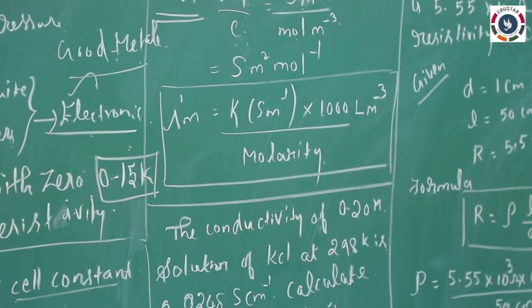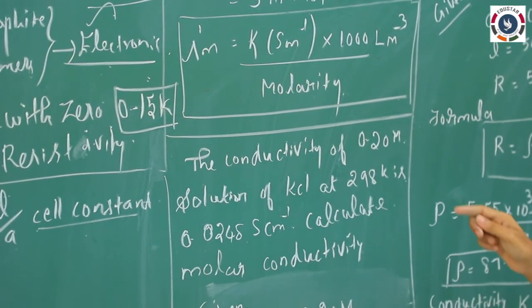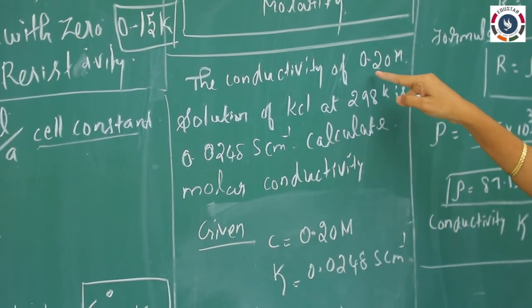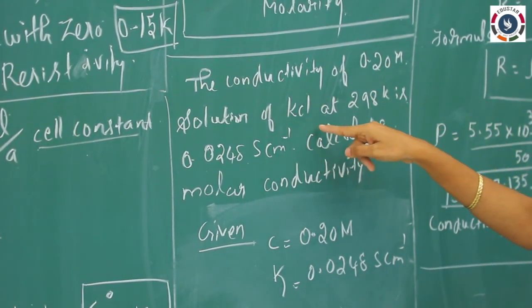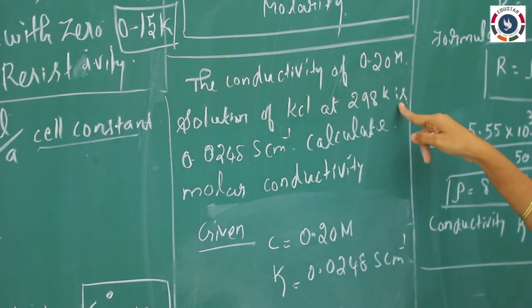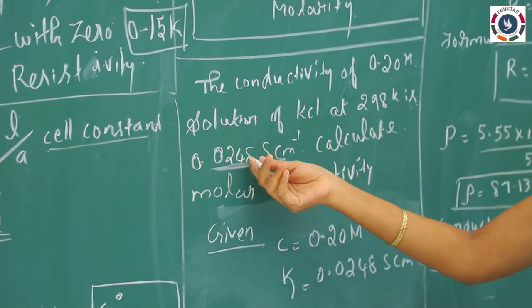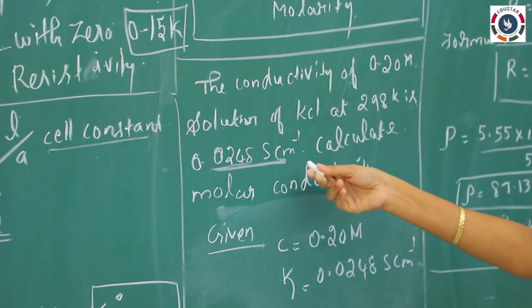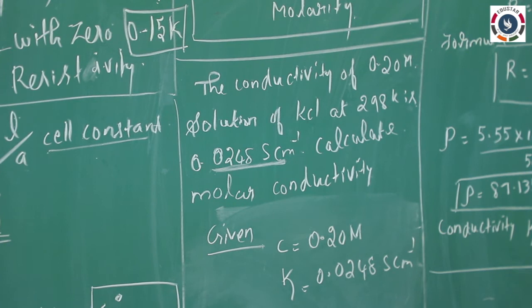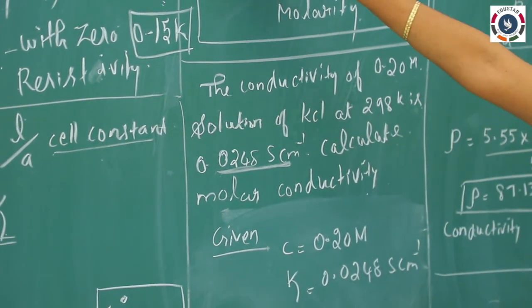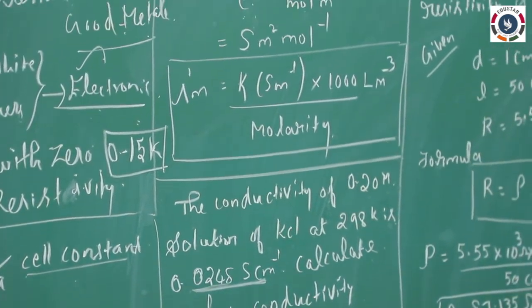In this area also there are problems. The conductivity of 0.20 molar solution of KCl at 298 Kelvin is, they have given the conductivity value, that is 0.0248 Siemens centimeter inverse. Calculate the molar conductivity. They ask you to find the molar conductivity, that is this quantity. This quantity we have to find out.